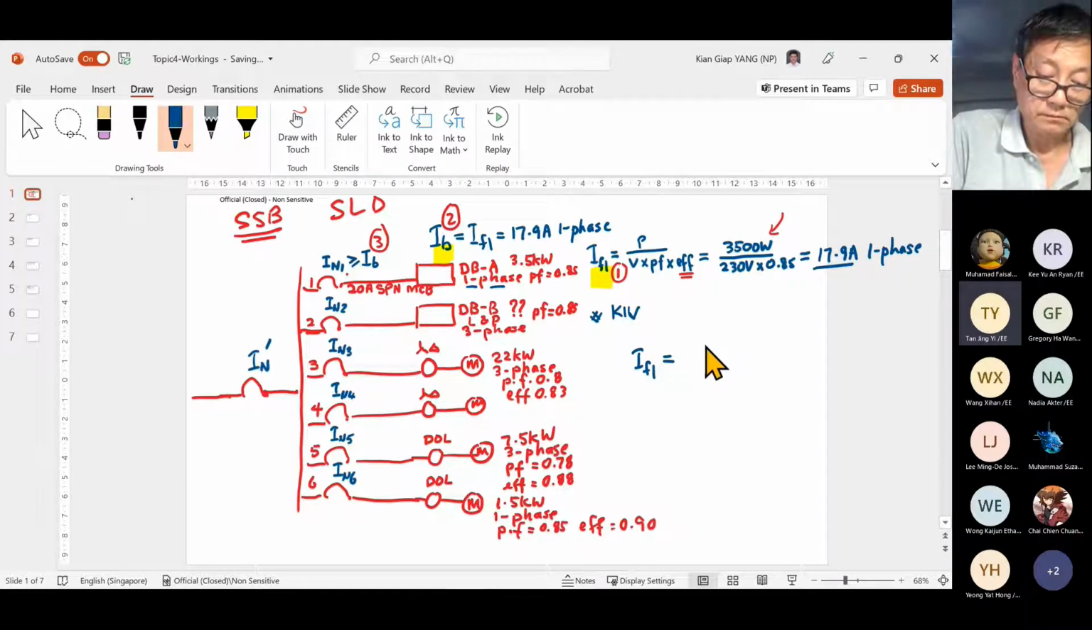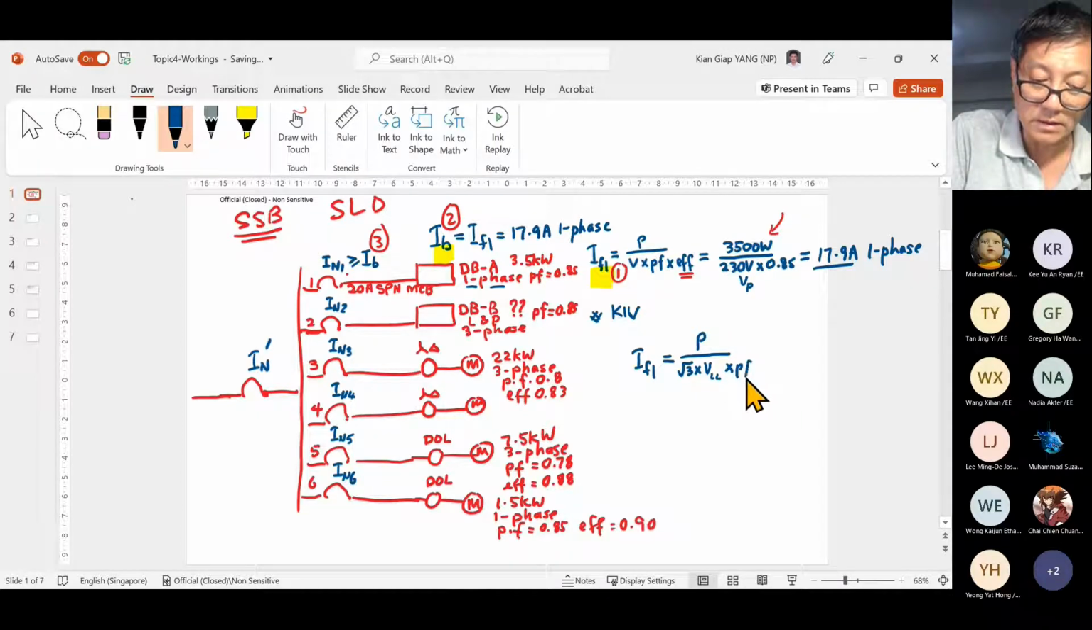Load over no load, power. Power over square root 3 times V times power factor times efficiency. Now this V is a different V. This is the line-to-line V, whereas what's here is the line to phase, the phase voltage. Multiply by efficiency and power factor, the same as the earlier formula.